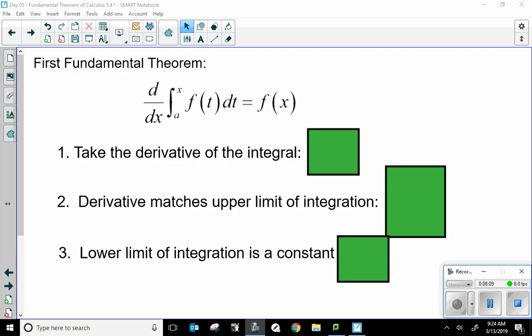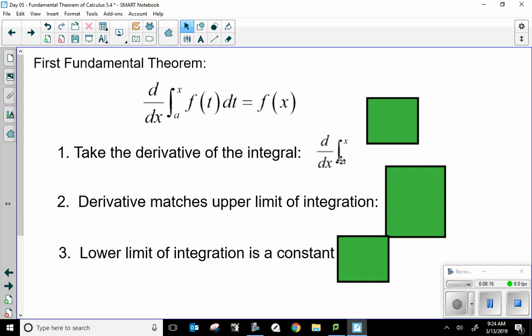So, the first fundamental theorem. We take the derivative of the integral.